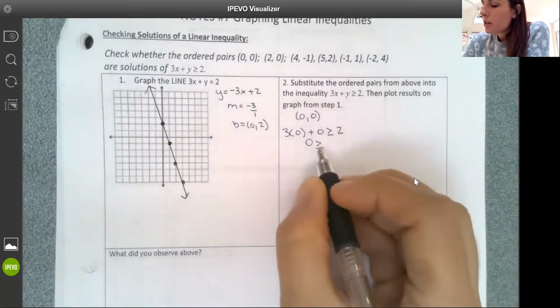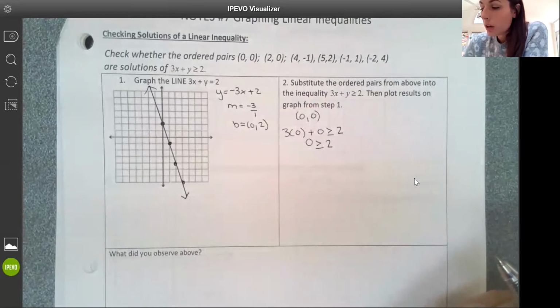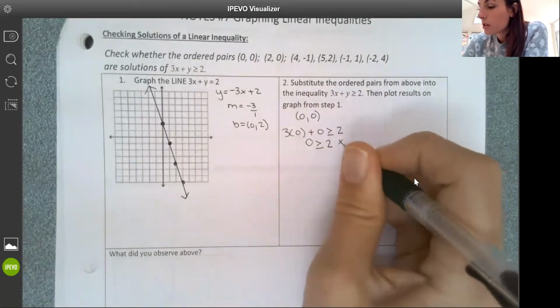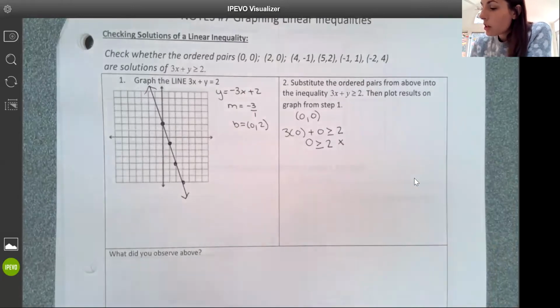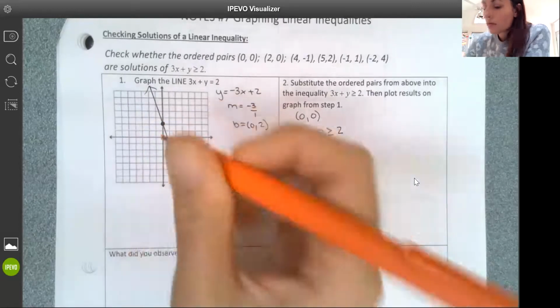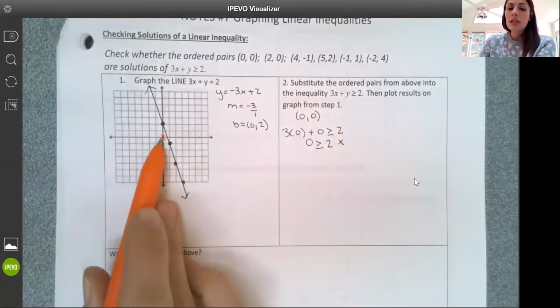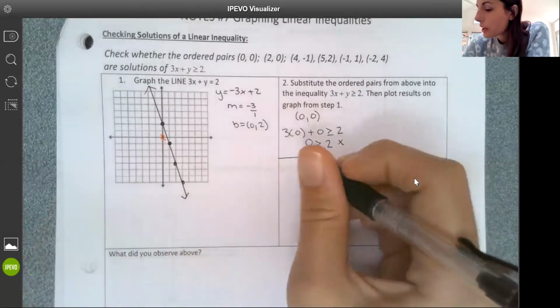Is 0 greater than or equal to 2? No, right? 0 is not greater than 2. This is a no. So on my graph, where 0, 0 is, I'm going to just put an X. And I'm putting it in orange. That point did not work in my inequality. So there's our first check.